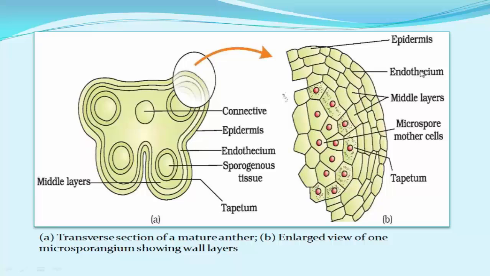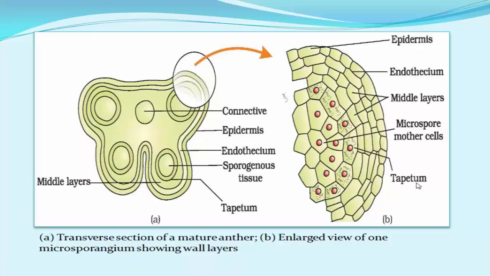Epidermis and endothecium are single layered structures. They are protective in nature and also helps in dehiscence of anther. Below the endothecium, 2 to 3 layers of middle layers are present. They are also protective in nature. Apart from that, they are helping in dehiscence of anther. The innermost layer of the microsporangium is tapetum.